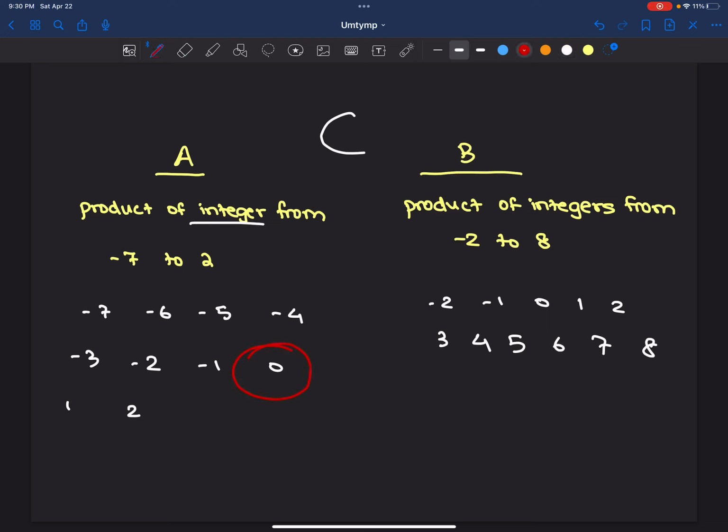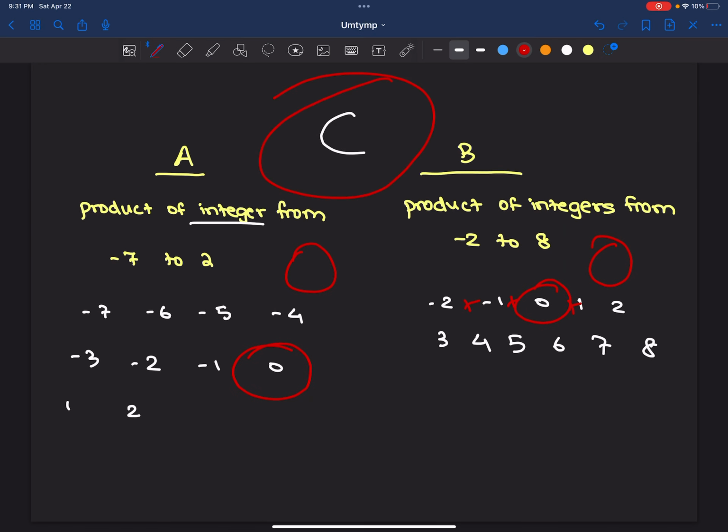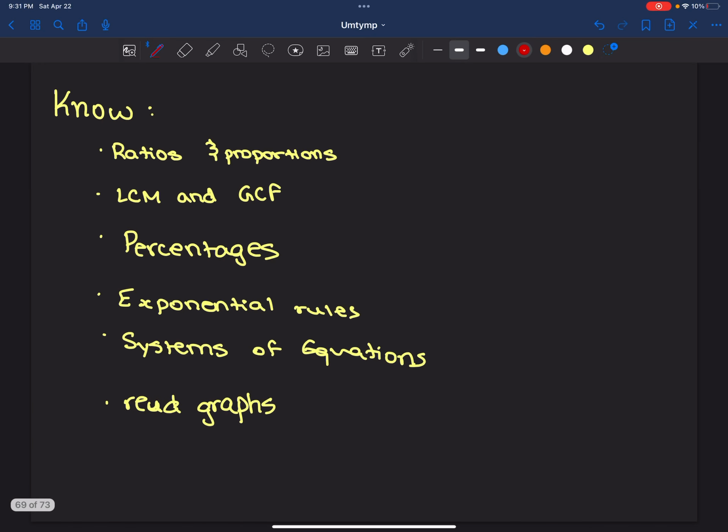It's actually 0. A multiplication of all of these becomes 0, and so does this. Oh no. Okay, never mind. I'm going to have to go a little bit faster because my battery's going to run out.